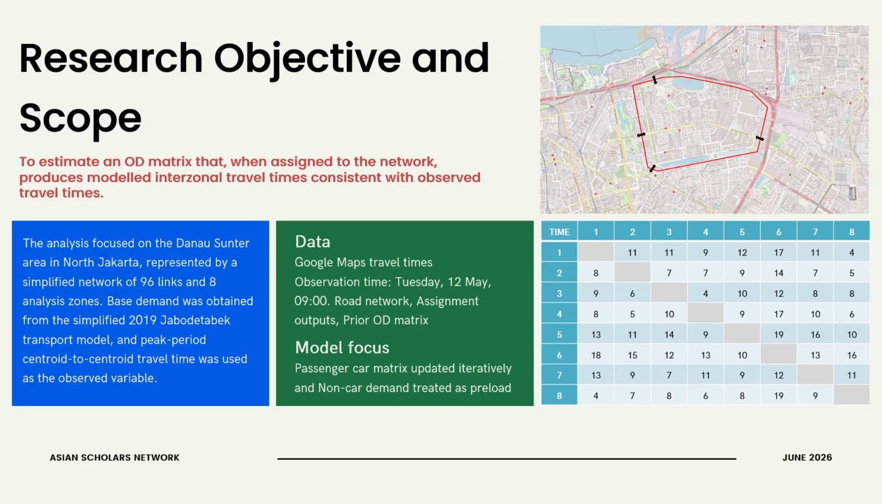The base demand was obtained from the simplified 2019 Jabodetabek transport model. The observed variable was centroid to centroid travel time collected from Google Maps during the peak period, specifically on Tuesday, 12 May at 9 a.m. In this framework, the passenger car matrix was updated iteratively while non-car demand was treated as preload demand.